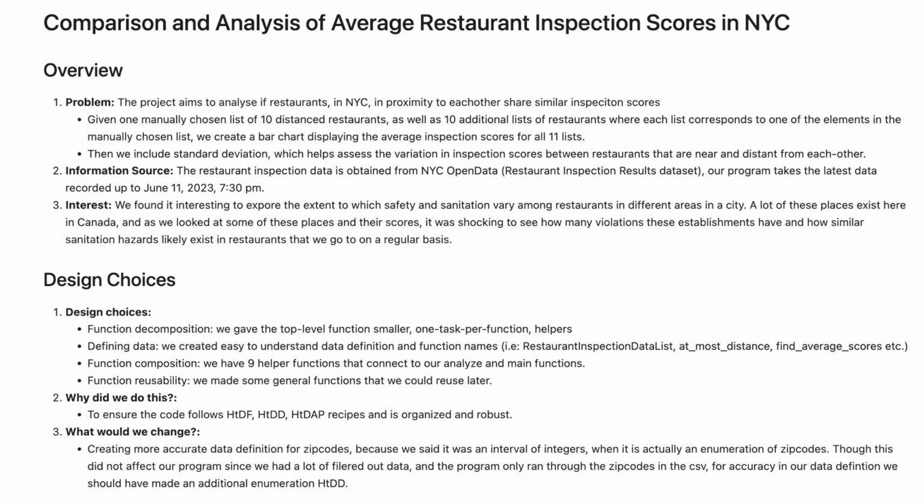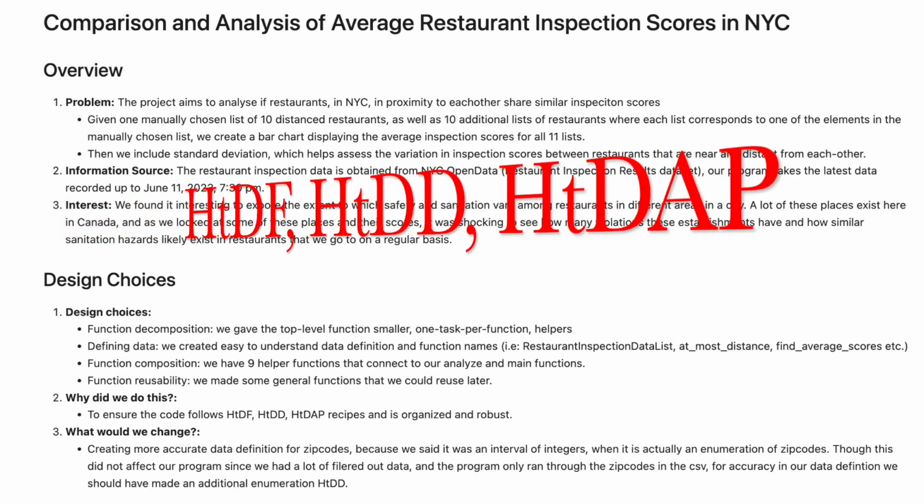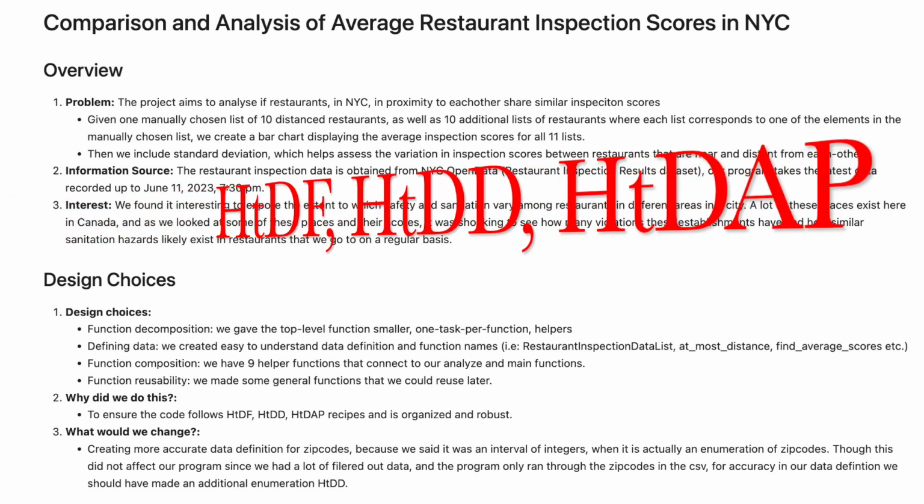Design choices. Function decomposition. We gave top-level functions smaller, one-task-per-function helpers. Defining data. We created easy-to-understand data definition and function names. Function composition. We have 9 helper functions that connect to our analyze and main functions. Function reusability. We made some general functions that we could reuse later. Why did we do this? To ensure the code follows HTTF, HTTD, HTTAP recipes and is organized and robust.